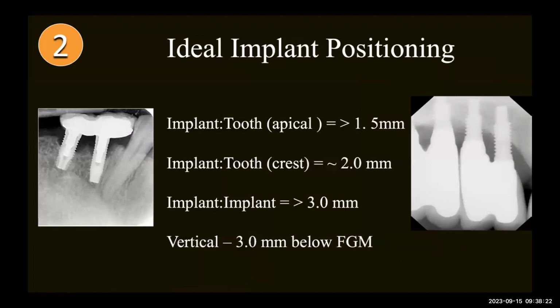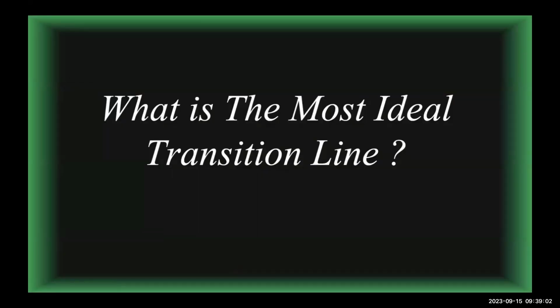Secondly, and probably even more important, is ideal positioning, because if we don't get the implant in the ideal position, or we don't treatment plan it right, then we'll end up with a huge discrepancy between this emergence profile and the contours. And that leads to biofilm accumulation and peri-implant disease. So we want ideal positioning, which is 1.5 millimeters apically to crestally, implant to implant at least 3 millimeters, and vertically 3 millimeters below the free gingival margin. So that is emergence profiles.